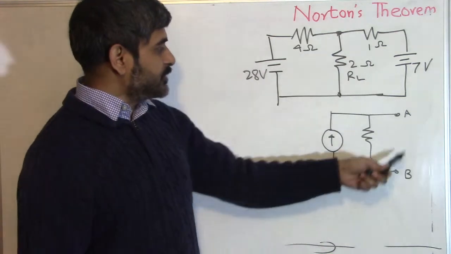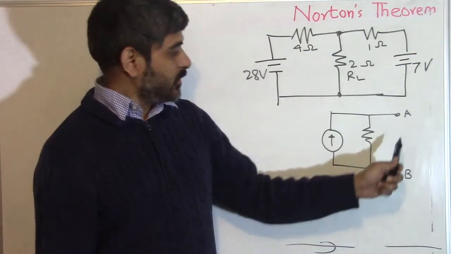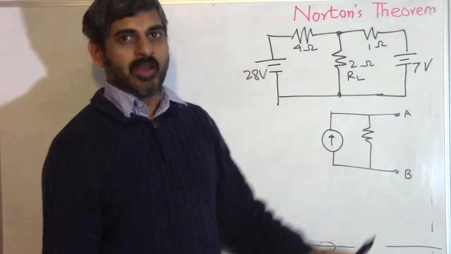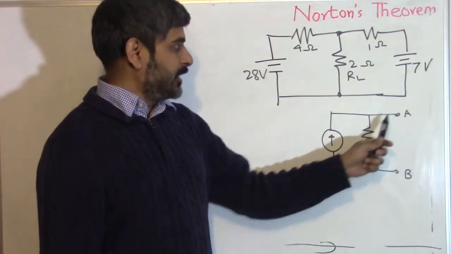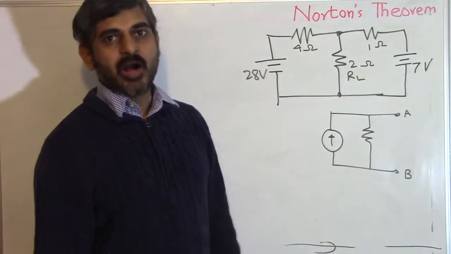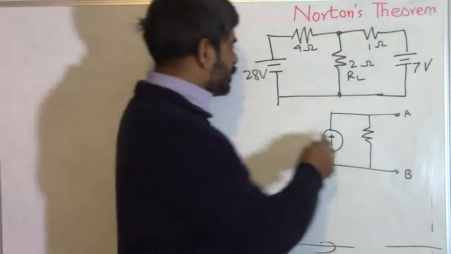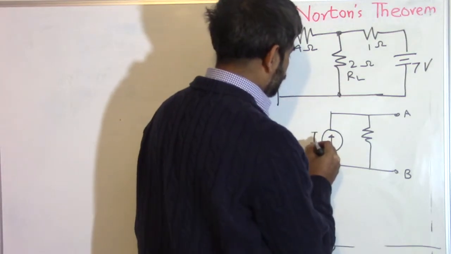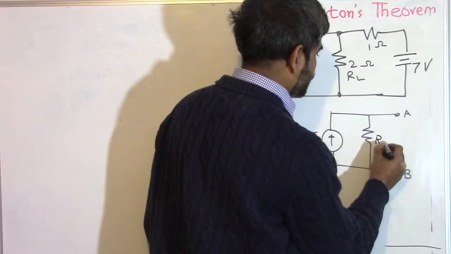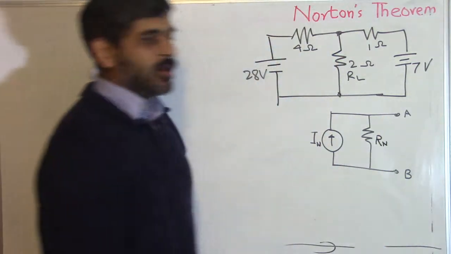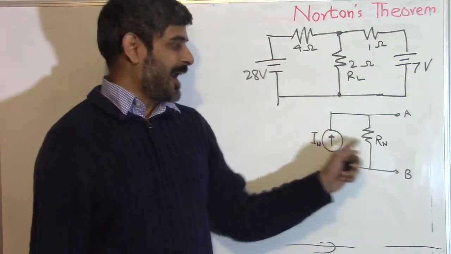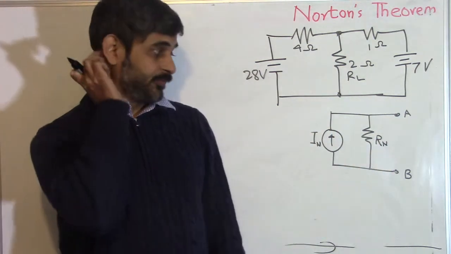If you have this simple circuit, you can change the value of the load connected between points A and B and keep on calculating the current flowing in this resistor for those different values of RL. This current source will be called IN, and this resistor we'll call RN. The question is, what are these values of IN and RN?